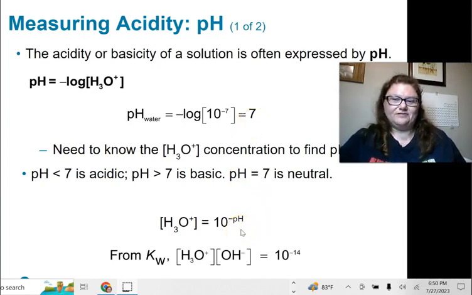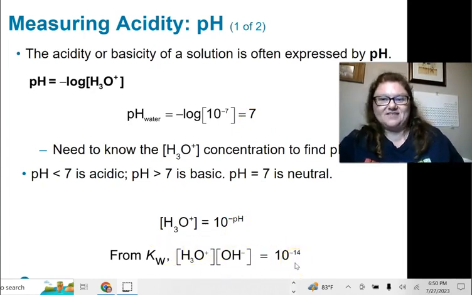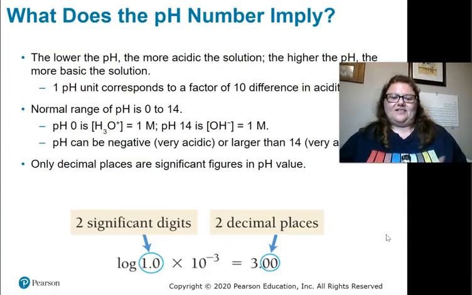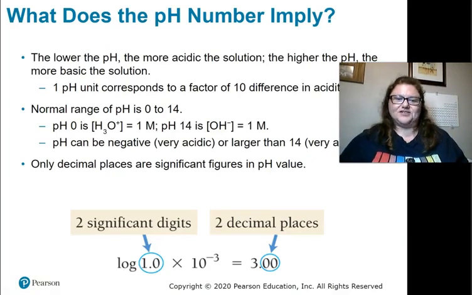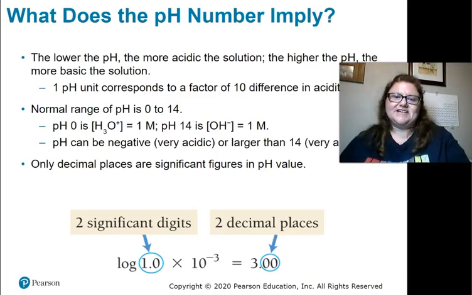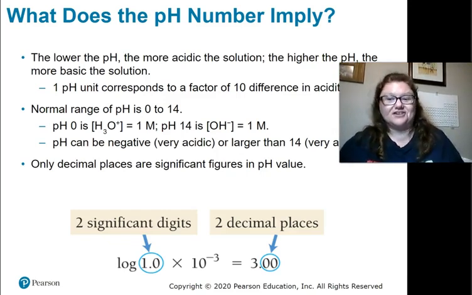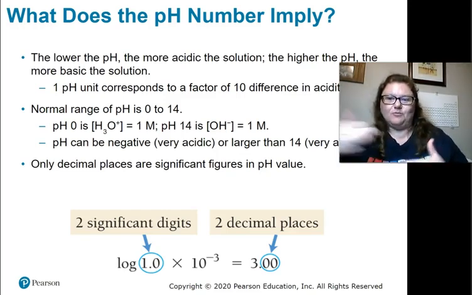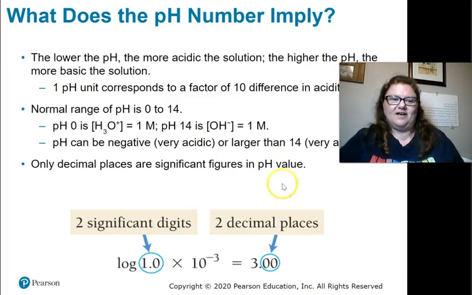Okay? It's a little different for hydroxide, but we still know the Kw, they've got to add up to times 10 to the negative 14. Okay. So the pH number. So the lower the pH, the more acidic. The higher the pH, the more basic. 1 pH unit is a factor of 10 difference in acidity. So it's a logarithmic scale. We just saw log in the equation on the previous slide. So the concentration jumps incrementally that way.